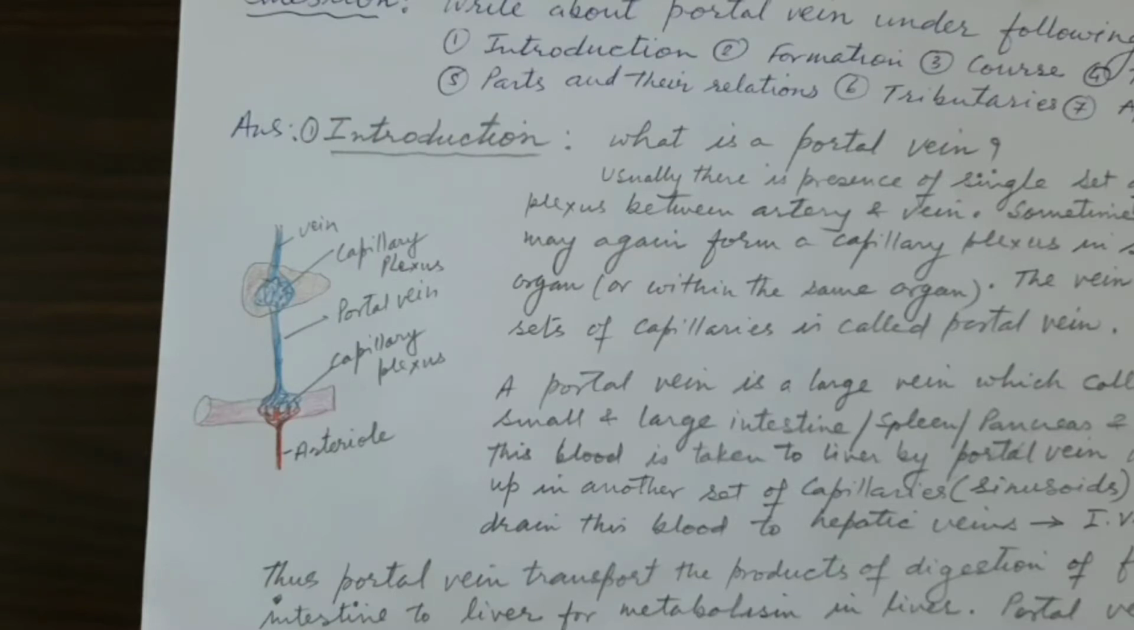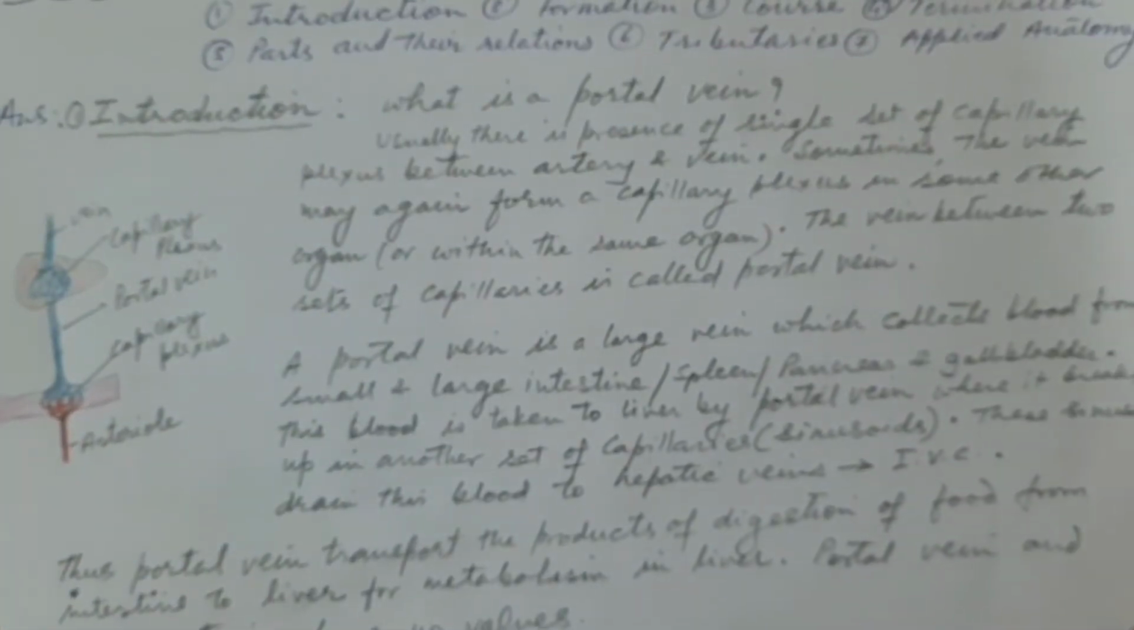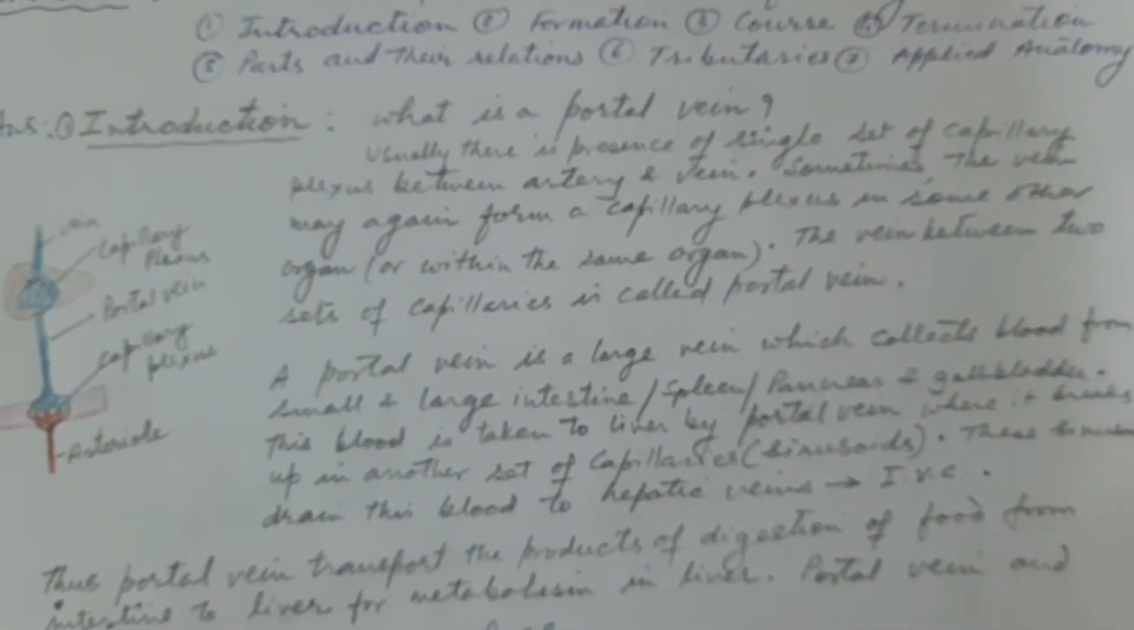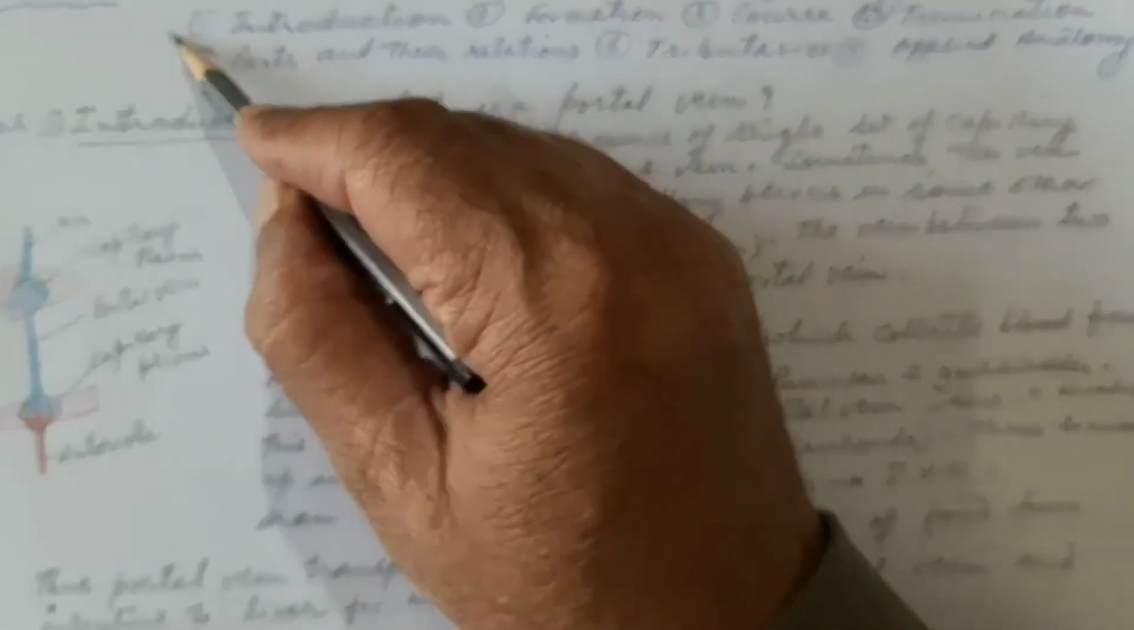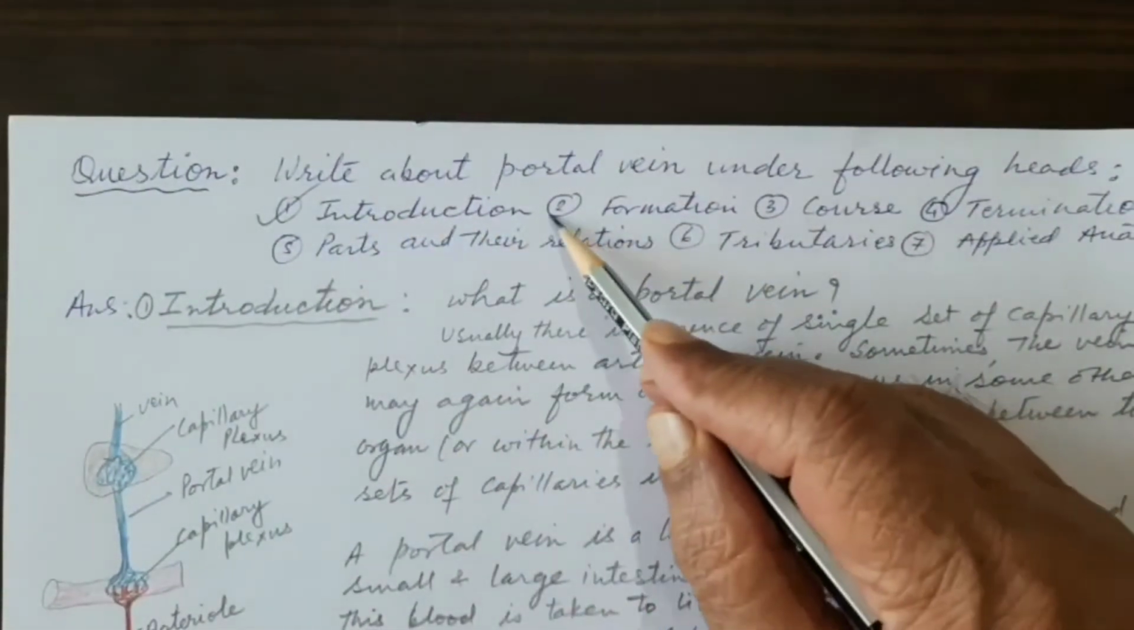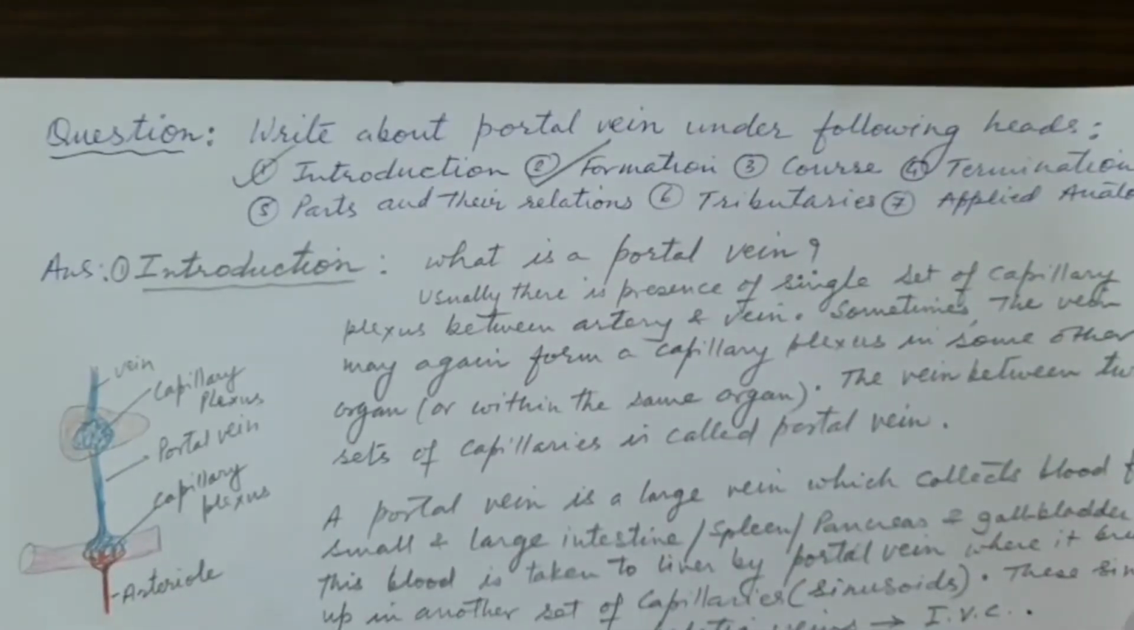Now this portal vein and its tributaries have no valves. That is a peculiarity of the portal vein. Neither the portal vein nor its tributaries, many of which form the portal vein, have valves, though they are draining the blood against gravity towards the heart. I think this much introduction is enough for the portal vein. Let us come, after this introduction, to the second point, how the portal vein is formed.